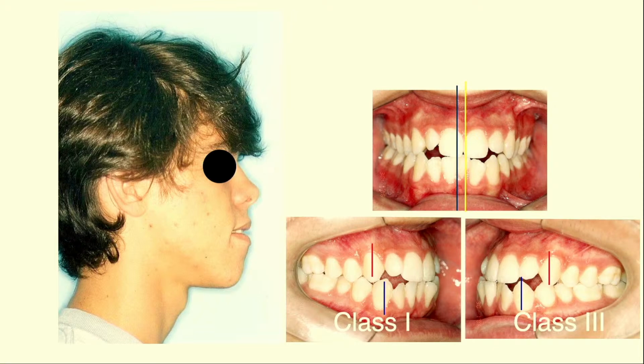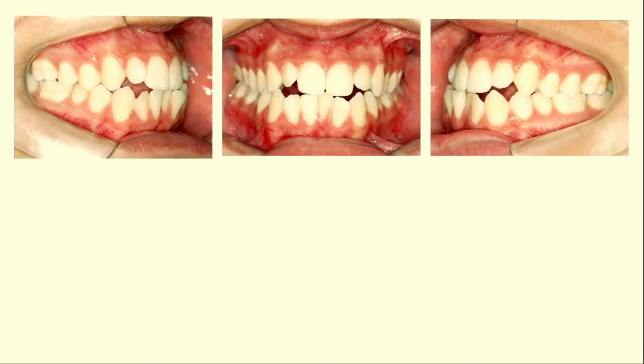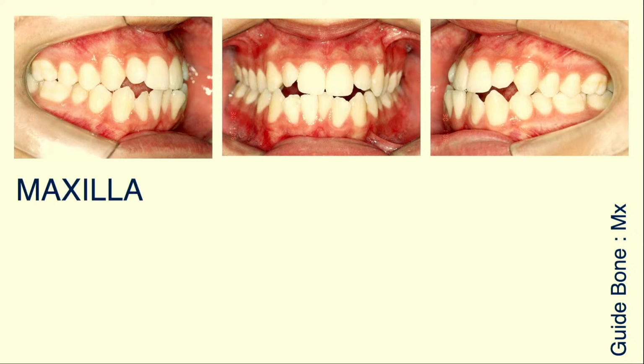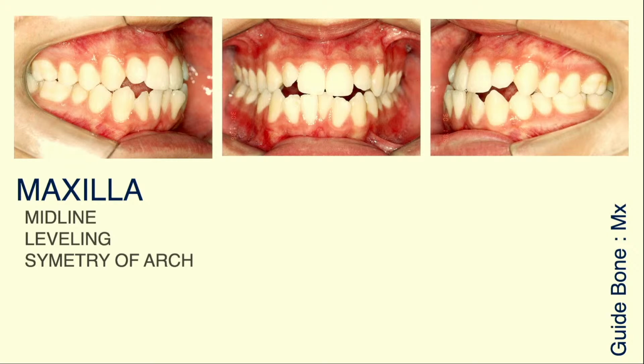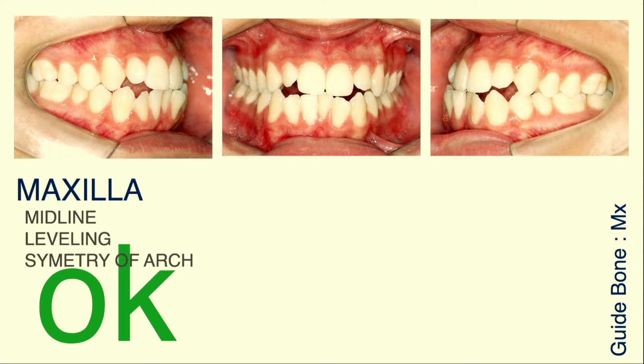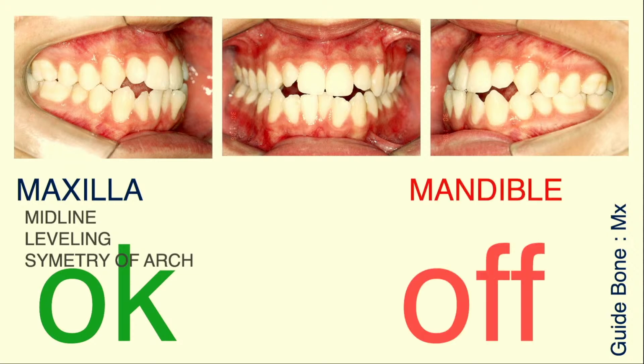And the patient had a very big height of the anterior part of the face. So we decided to do orthodontic correction in the upper jaw, trying to put the maxilla midline on the face; leveling and symmetry of the arch was okay. And the mandible was totally off. So the midline was off, the leveling was not good enough, and the symmetry was off.